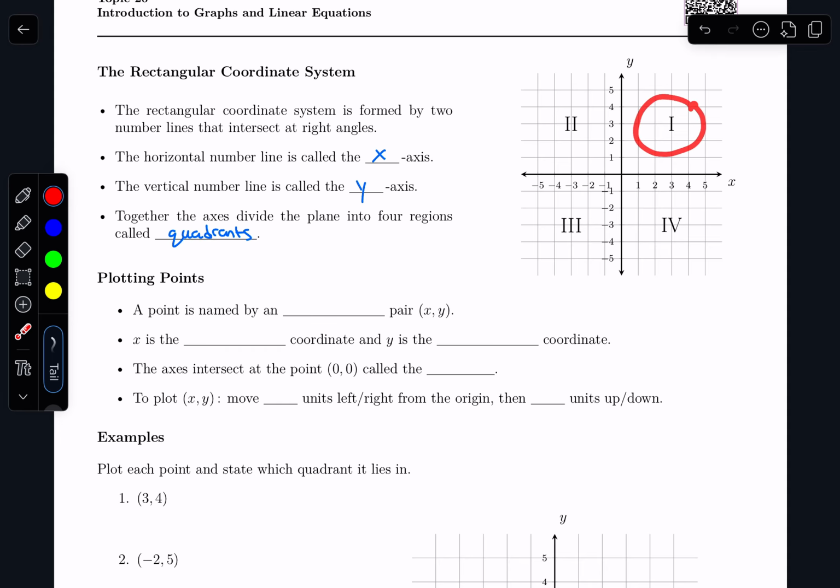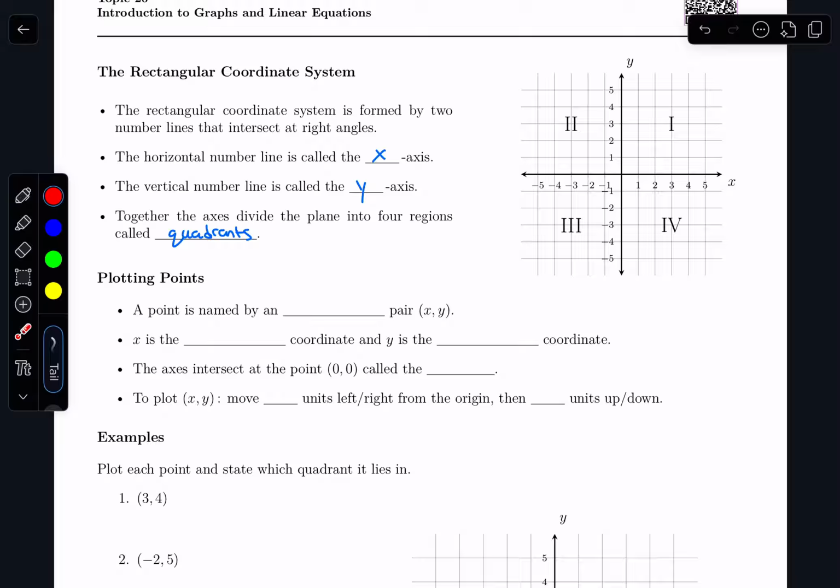In the top right, we have quadrant 1. Notice these are Roman numerals, so that's a capital I. Then we go counterclockwise to go to the next quadrants. So top right is quadrant 1. Then in the top left, we have quadrant 2. Bottom left, we have quadrant 3. And bottom right, we have quadrant 4. And then we just restart back at 1.